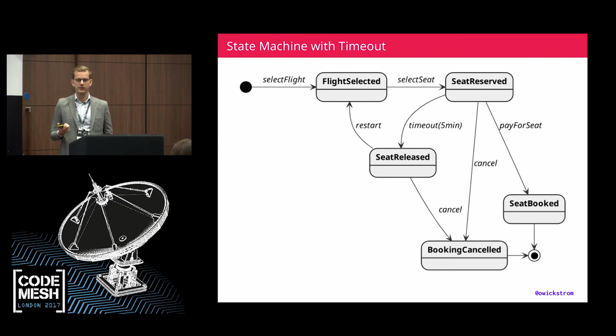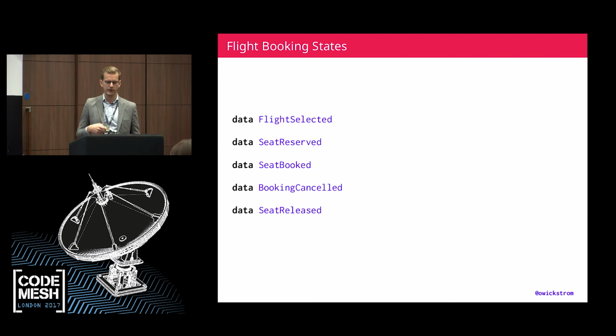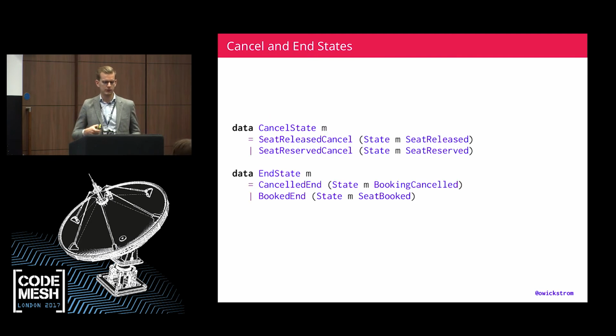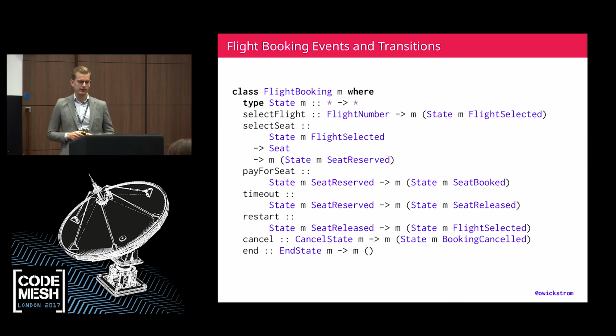In those cases, we end up in terminal states. If the reservation timed out, we can either cancel the booking or restart with the flight selected. So then we kind of go back to just having the flight and we start over. Like before, we use these empty data types for the states. We model multiple states accepting events with specialized data types for that. So that's the same as before. And the entire class looks like this.